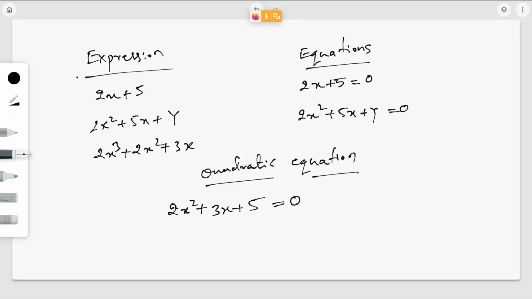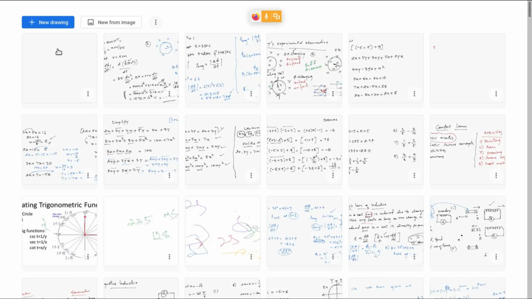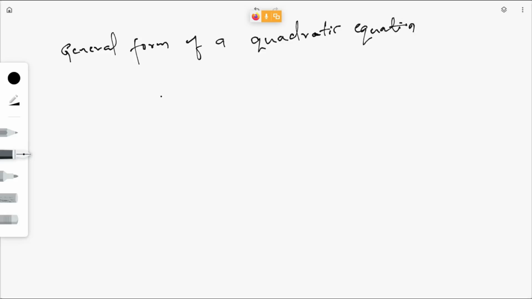Okay. So now, make a note. First sentence, general form of a quadratic equation. So what is the general form of a quadratic equation?